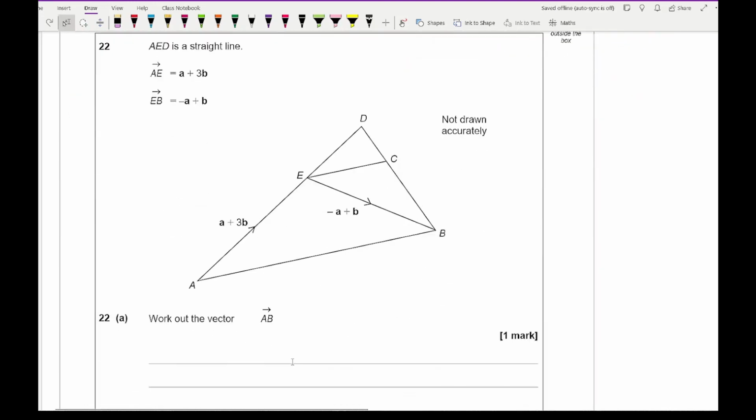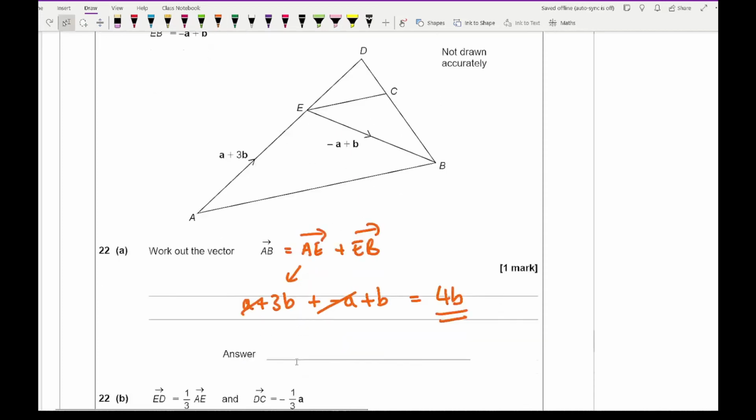Moving on to question 22, it says AED is a straight line, and the question is asking us to work out the vector of AB. Well, to get from A to B, I'm going to go from A to E and then E to B. So A to E is a plus 3b, going with the arrow, and then E to B is also going with the arrow, so that's going to be minus a plus b. Simplifying each of these, they cancel out, so it just leaves you with an answer of 4b.